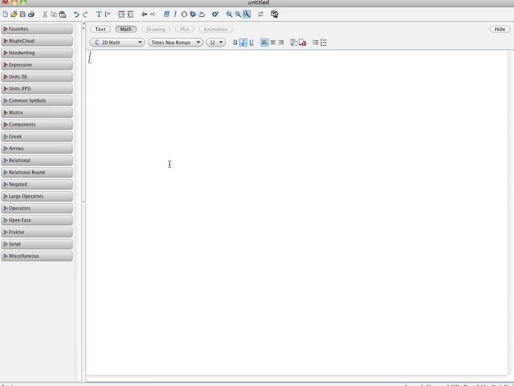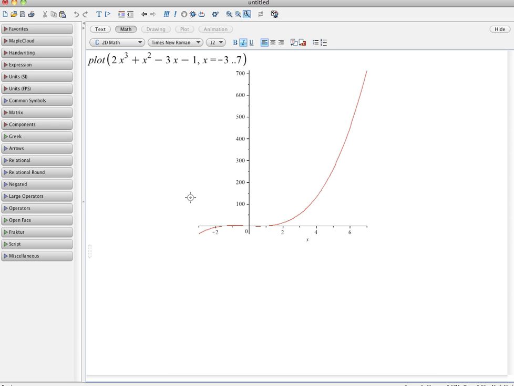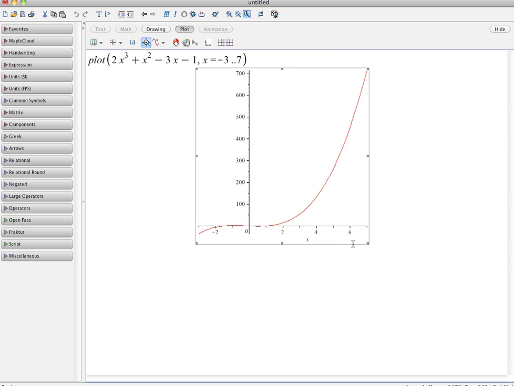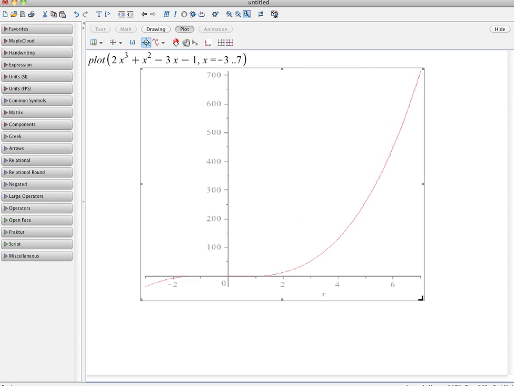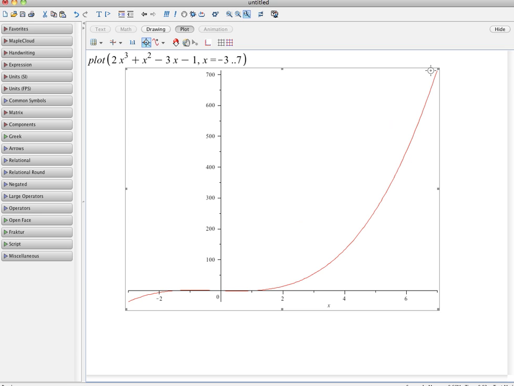So I'm going to tell Maple to plot, and I'm going to type in my function, 2x cubed plus x squared minus 3x minus 1. And I'm only interested in the interval we're given, so x equals negative 3 to 7. And there's my interval. Now all the action is happening down here, which is where I can't see it because of this scale. I went way up to 700 plus. But it's pretty clear to see that this is the absolute max and this is the absolute min.